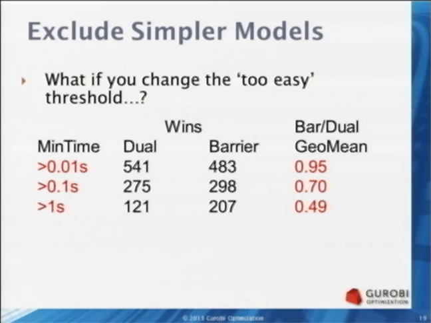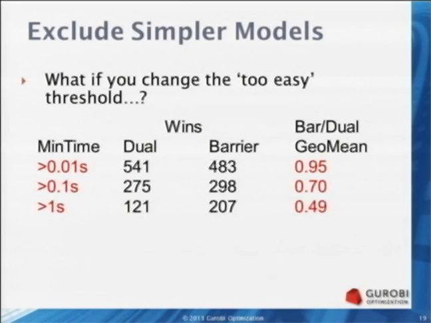So as the problems get more difficult, so as we vary the notion of what makes a problem too easy from 0.01 seconds to 0.1 second or 1 second, barrier actually starts to pull ahead. So you can see the first line here was the number from the previous slide. And then as we get down to 1 second, barrier here is winning nearly twice as often as dual Simplex, but not always. And on average, it's about a factor of 2 faster than Simplex.